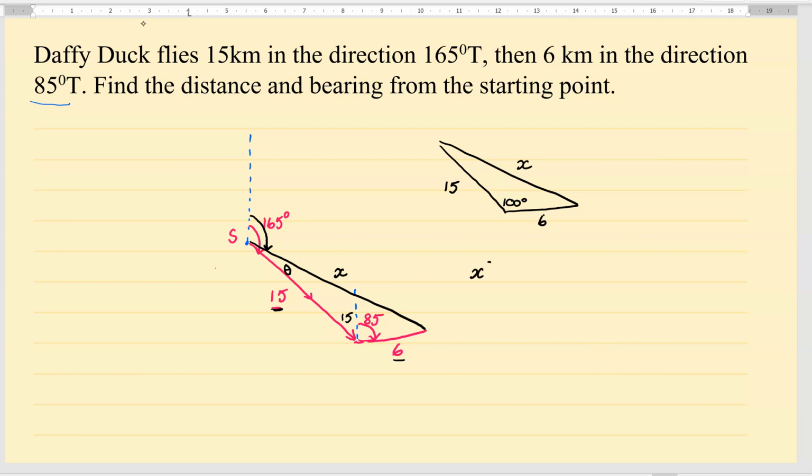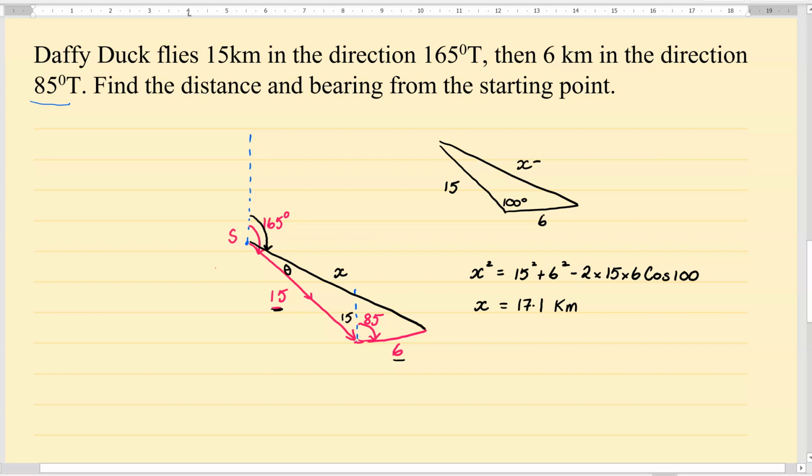So we're going to go x squared equals 15 squared plus 6 squared, minus 2 times the two lengths times cos of our angle. All right. So pop that into our calculator and we make sure that we square root our answer. So you go off and do that. Right, so we should have got 17.1. Check your calculator. If you didn't get that, did you square root? Did you press cos? So make sure you've done that.